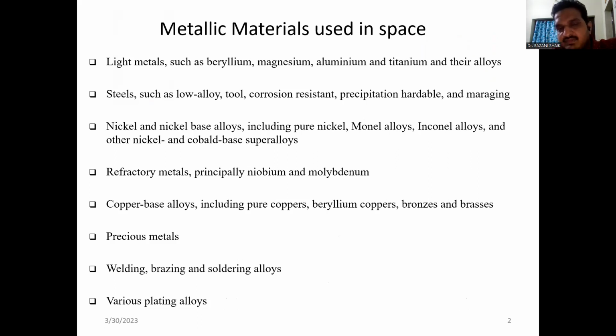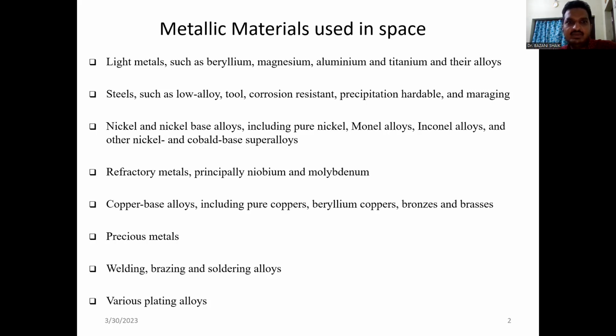Generally, what is a metallic material? Metallic materials include light metals such as beryllium, magnesium, and titanium and their alloys. Coming to steels, they include low alloys, corrosion resistant, and also precipitation-hardened steels. These are the concepts involved in metallic materials.